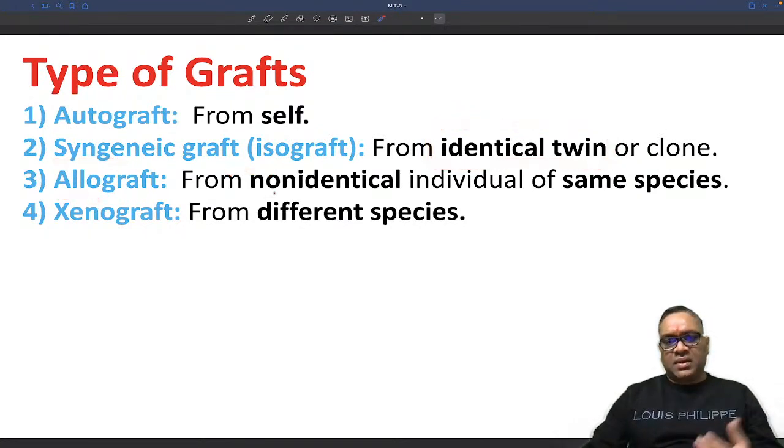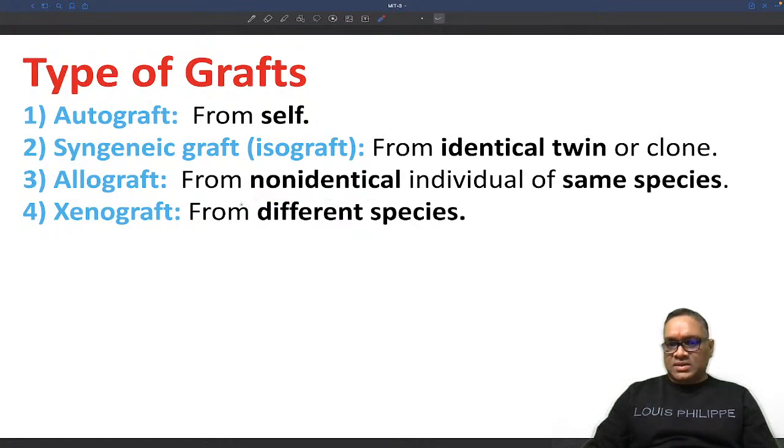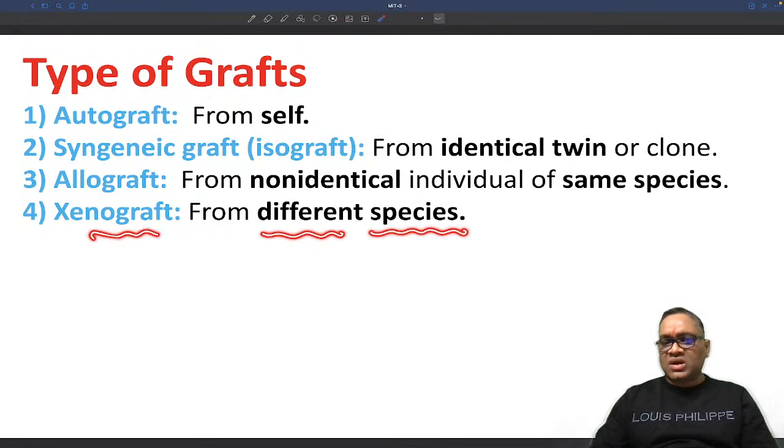Allograft: allo means different. But remember the species is the same. The species is the same, but the individual is not from the brothers, someone who is not a brother, non-identical. Non-identical individual means not belonging to his family, and same species means human being. And xenograft means from a different species, meaning you are taking a graft from an animal and implanting it on the human being, that is called xenograft. Xeno means different species, so when there is a different species, that will be the xenograft.